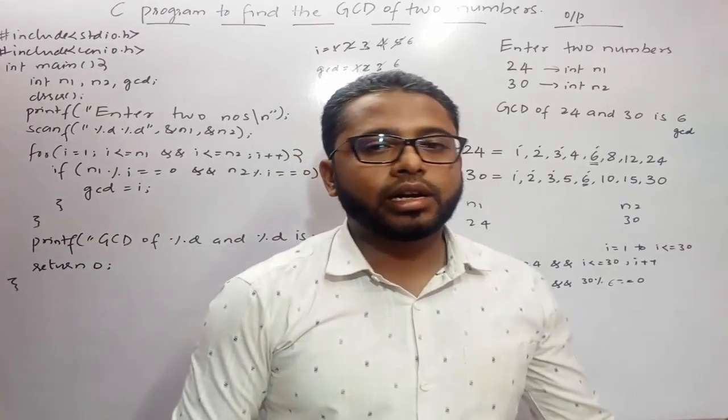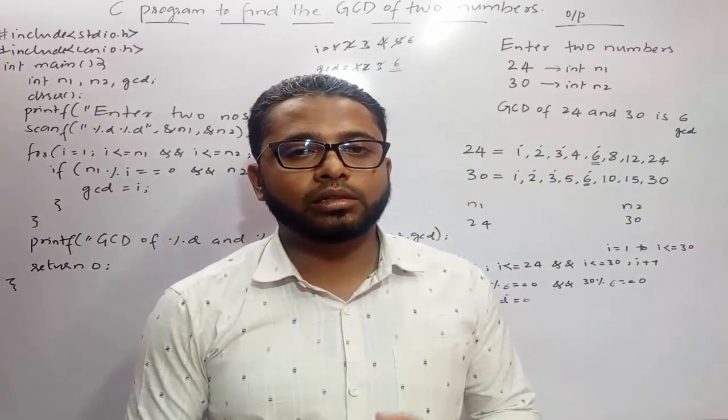So this is how you can write a C program to find the greatest common divisor of two numbers.